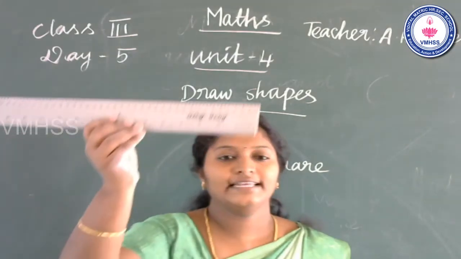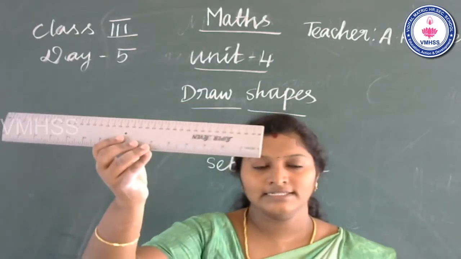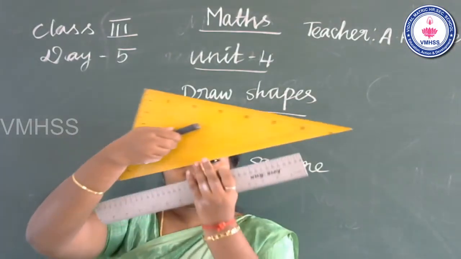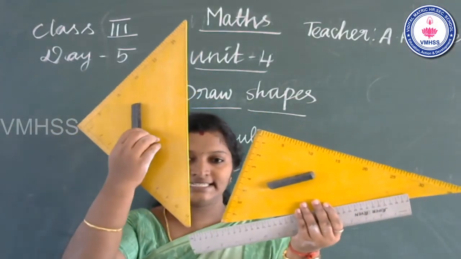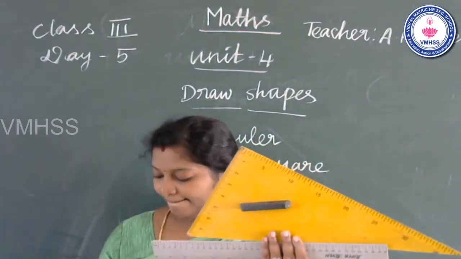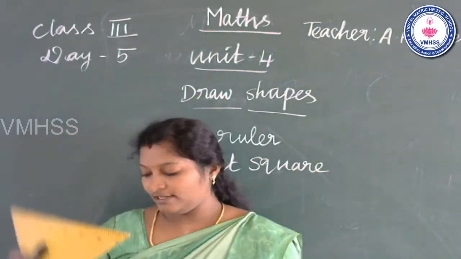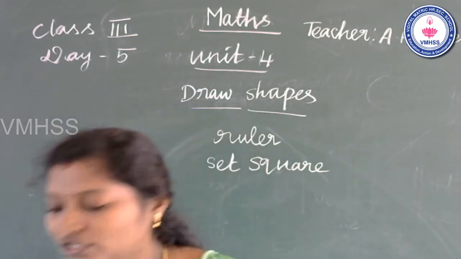Okay, see there. So what is this? This is ruler. This is set square. These are set squares. So this is ruler. So this is set square. These are the main important tools in draw shapes.